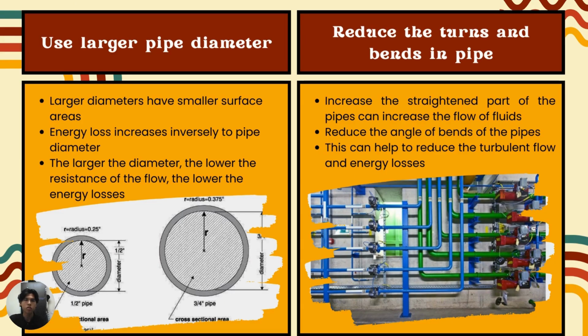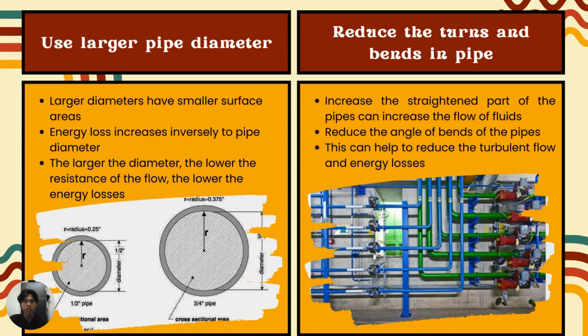Next, we use a larger pipe diameter. Larger diameters have a smaller resistance. Energy loss increases inversely to pipe diameter. The larger the diameter, the lower the resistance of the flow. So it makes the energy loss lower.